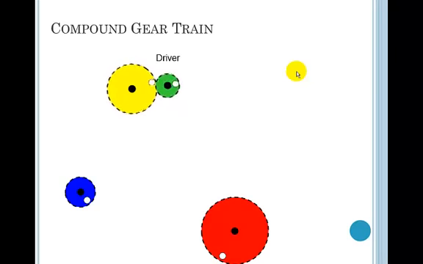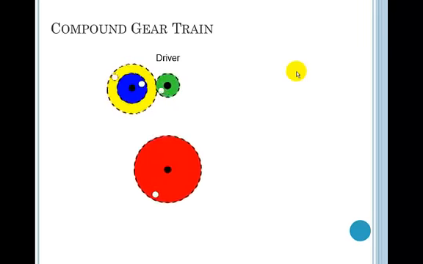Now on a compound gear train, some of the gears are going to be on the same shaft. So now I've put the blue on the same shaft as the yellow. Is it moving at the same rotational speed as the yellow? Yes. You see that the two white dots on the yellow and the blue stay in the same relation to each other. So finally I mate the blue gear with the red gear.